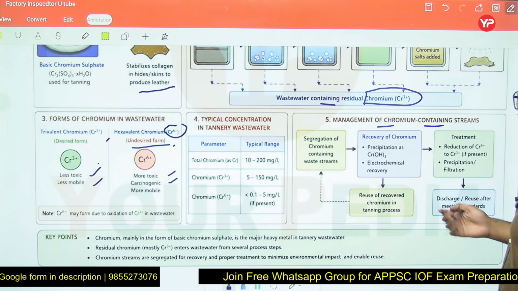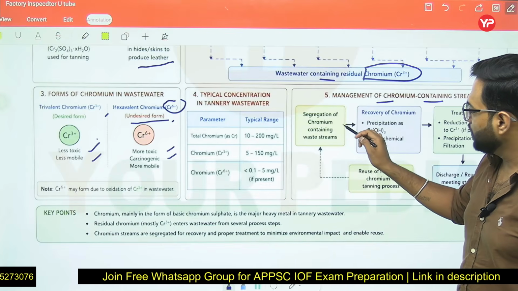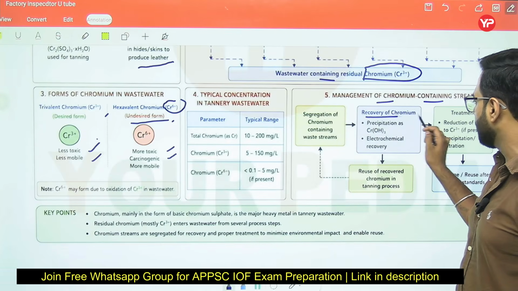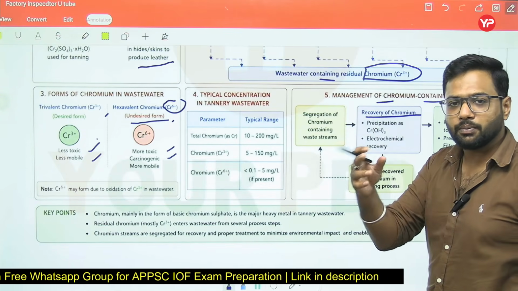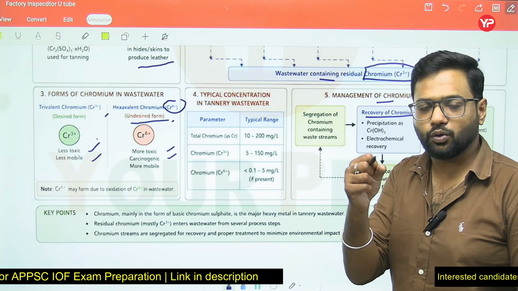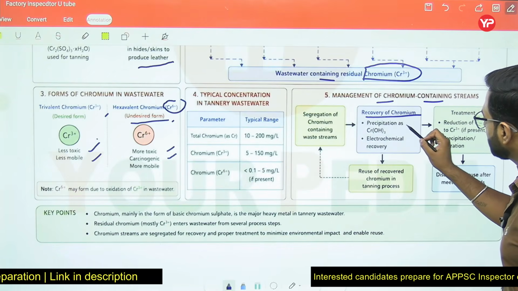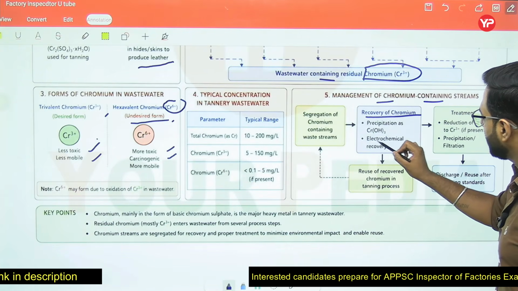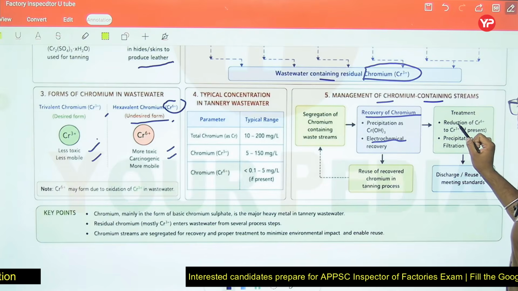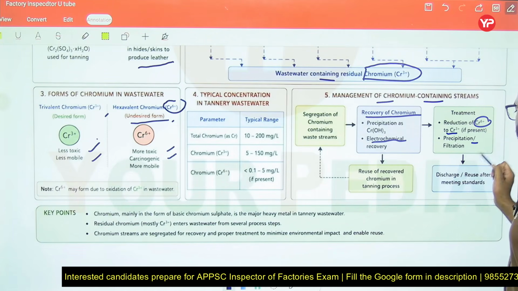Management of the chromium-containing streams: how will you manage them? First, segregation of chromium-containing wastewater streams, then recovery of the chromium. This chromium can be recovered from the wastewater, or you can say removed from the wastewater, in the form of precipitate. So the treatment includes precipitation as chromium hydroxides, electrochemical recovery, reduction of chromium 6+ to chromium 3+ if present, and precipitation and filtration.